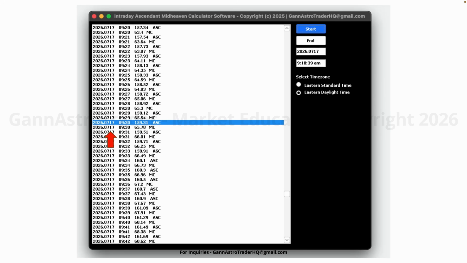Now we move forward to July 17th, 2026, and once again look at the intraday ascendant calculation. At 9:30 a.m., the ascendant value is approximately 159.31 degrees.